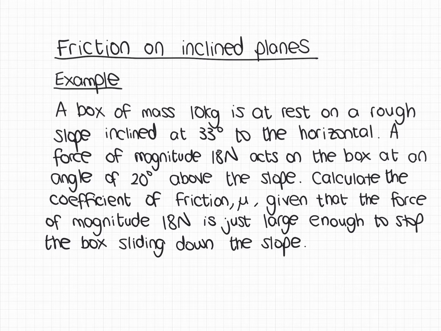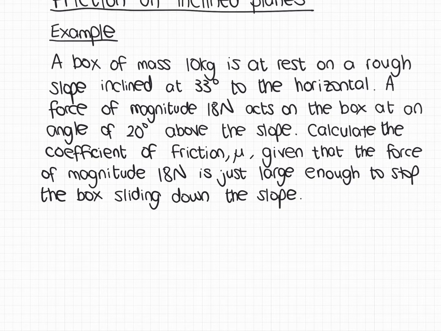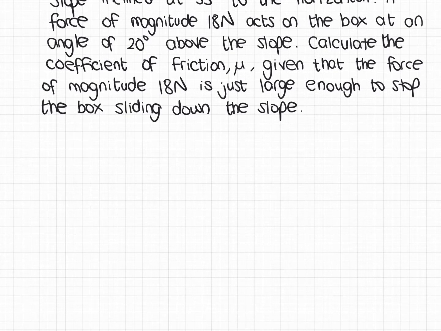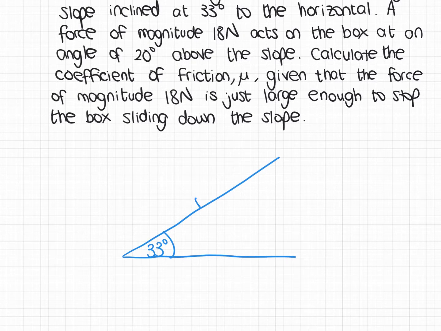So this question says, a box of mass 10 kilograms is at rest on a rough slope inclined at 33 degrees to the horizontal. So my first step, if I saw this, would be to draw a little picture. So that's my inclined plane with an angle of 33 degrees to the horizontal. And I've got a box on it. Let's draw a little box. There we go. Right, then it says, a force of magnitude 18 newtons acts on the box at an angle of 20 degrees above the slope.